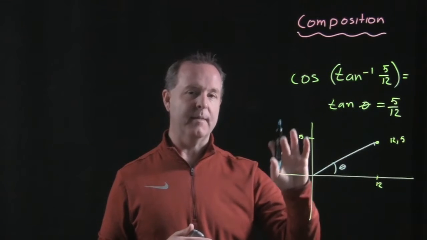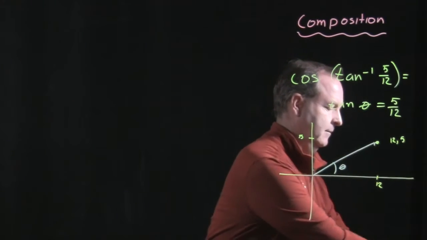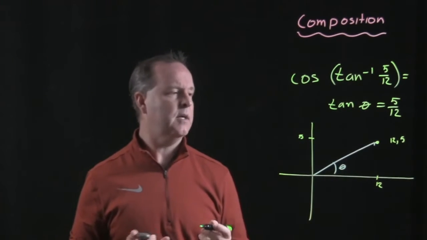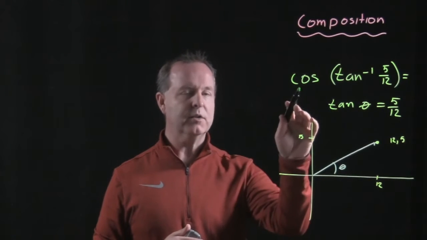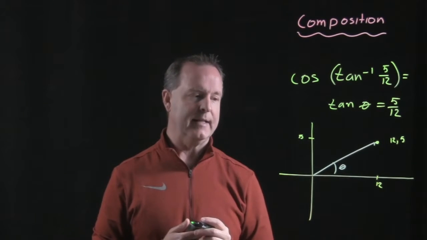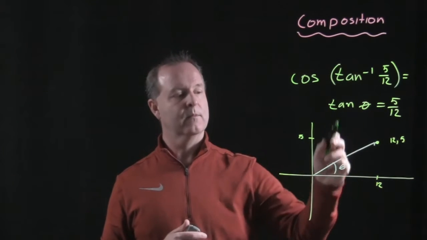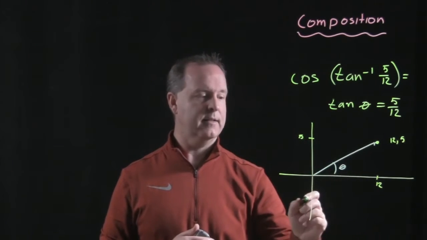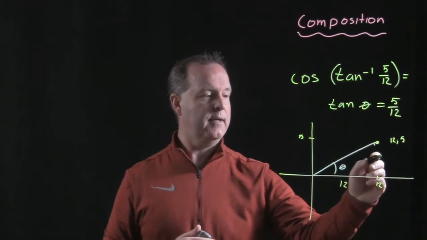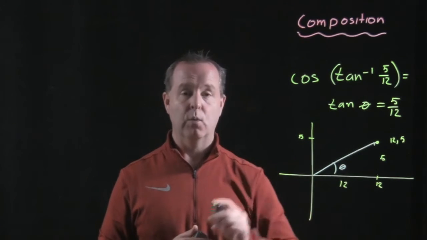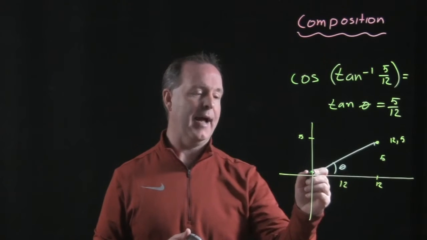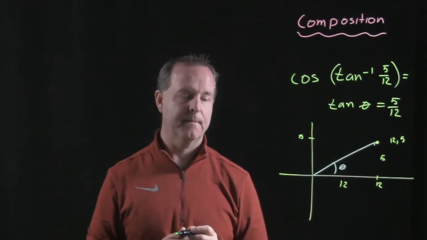All right, now from here, I have pretty much everything I need. Well, no, I don't. Ultimately, I'm going to be wanting to know what my cosine of theta is. So what's the cosine of this particular position? What I need to find then is, if I know this distance is 12 and that's a 5, I don't know what the radius is or the hypotenuse of this particular triangle.